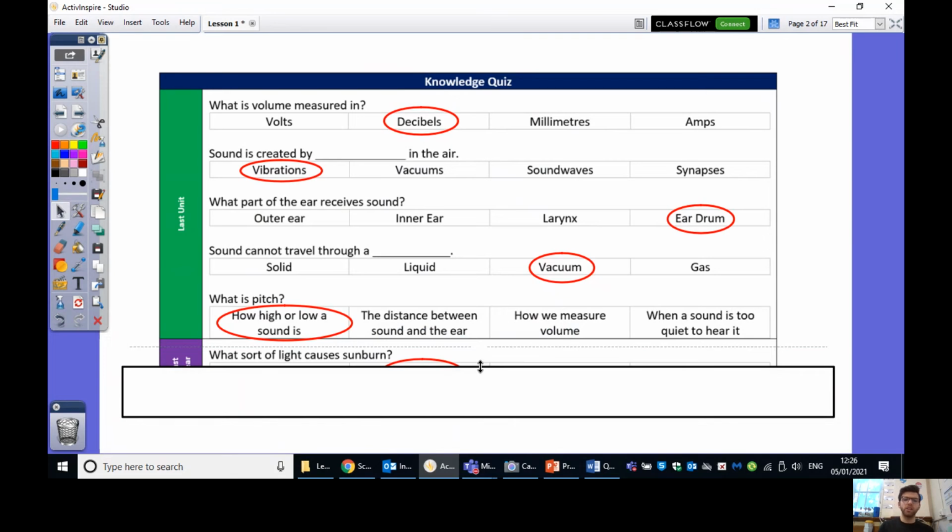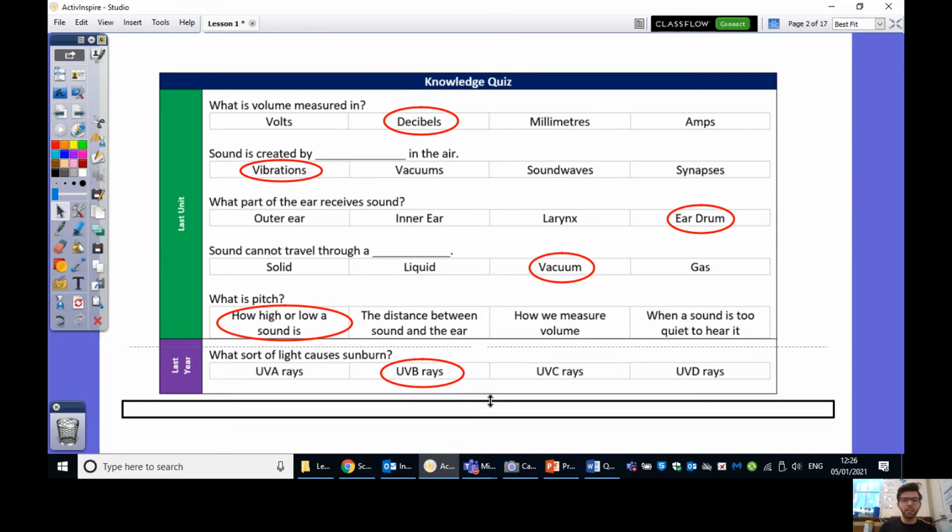And then finally, what sort of light causes sunburn? UVB rays. So if you remember last year, we looked at UVA rays and they cause aging, UVA aging, UVB burning, UVB causes burning. So hopefully we did really well on those ones. Please make sure you've ticked all of those and given yourself a score out of 6.